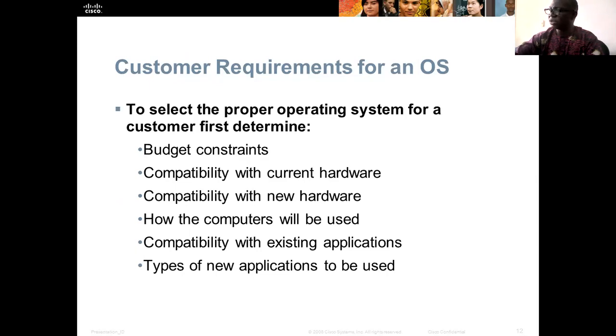If you want to recommend an operating system for your users, this is what you should be looking for, depending on what you're supporting.